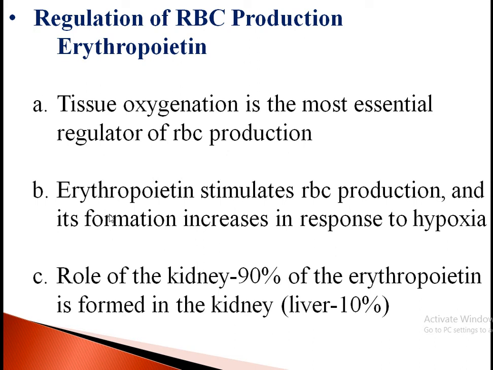And for that, the erythropoietin, which is a very specific hormone released by the kidney because of the effect of hypoxic condition. In response to the hypoxia, the kidney releases erythropoietin and that reaches the bone marrow to stimulate increased production of RBC.